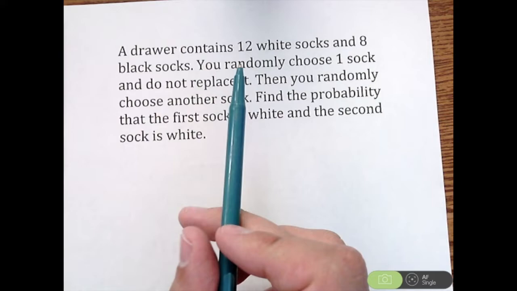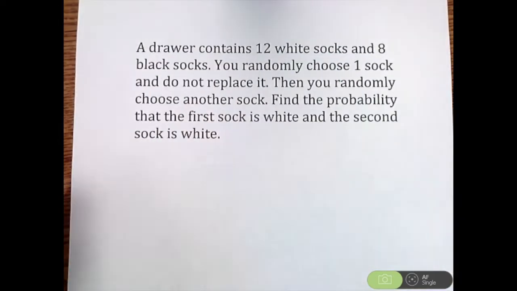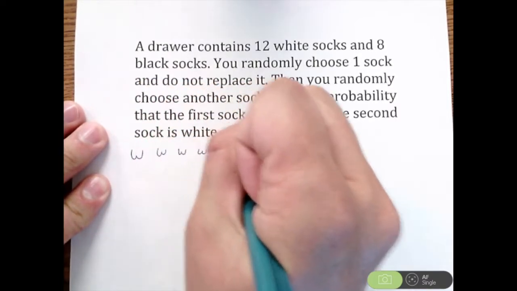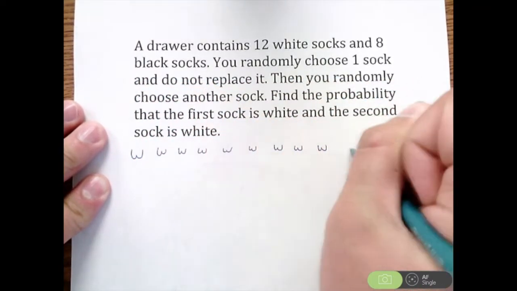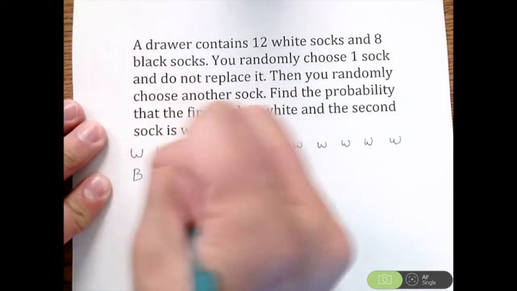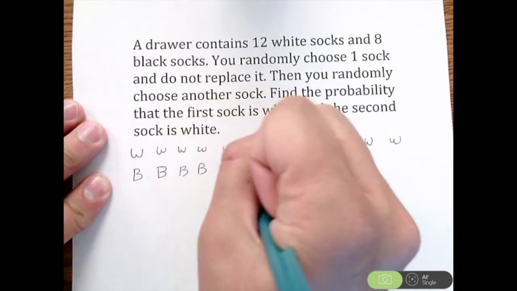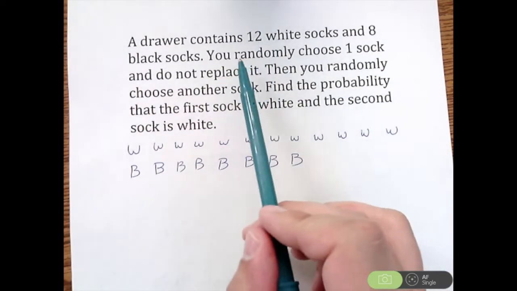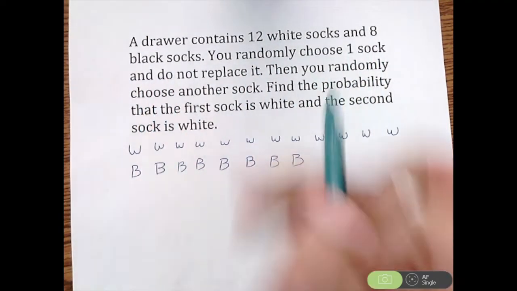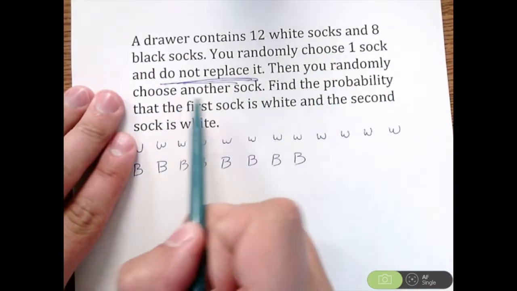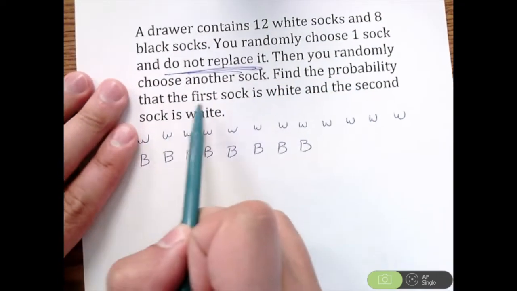So we have a drawer contains 12 white socks and 8 black socks. So I'm going to write that out. 1, 2, 3, 4, 5, 6, 7, 8, 9, 10, 11, 12. And 8 black socks. 1, 2, 3, 4, 5, 6, 7, 8. 12 whites, 8 blacks. We randomly choose one sock and do not replace it, meaning we are not going to put it back. We're going to pull it out and we're going to keep it. Then you randomly choose another sock. Find the probability that the first sock is white.